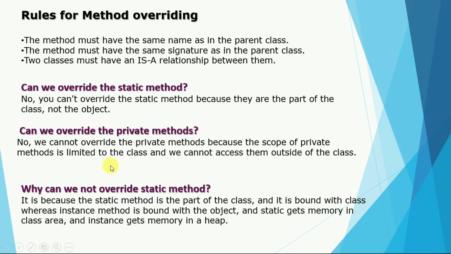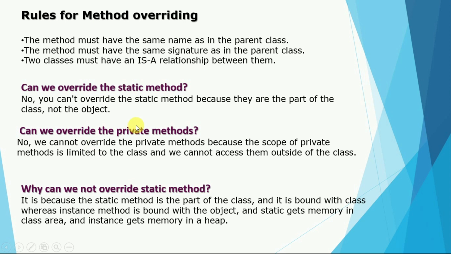Can we override private methods? No, we cannot override a private method because the scope of a private method, as we already discussed, is limited to the class and we cannot access it outside of the class. Why can we not override a static method? It is because a static method is part of a class and is bound within the class, whereas an instance method is bound within the object. Static gets memory in the class area and instance gets memory in the heap. That's why we can't override a static method.